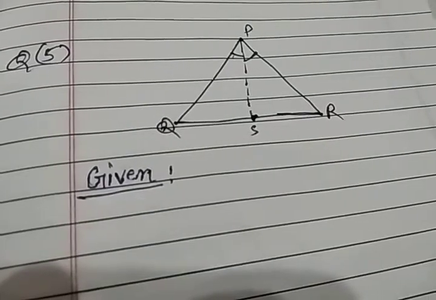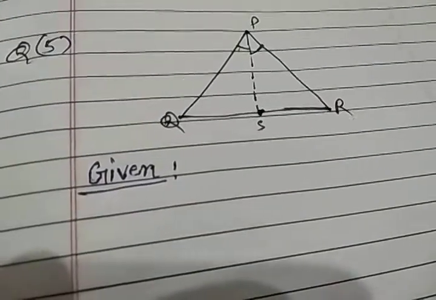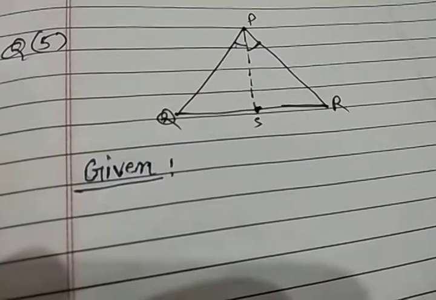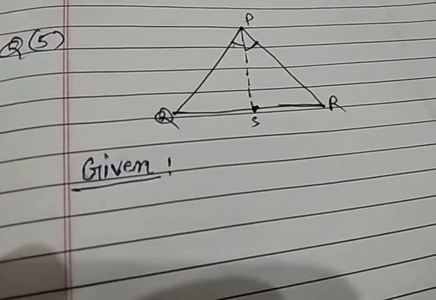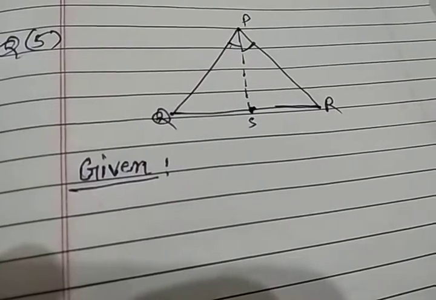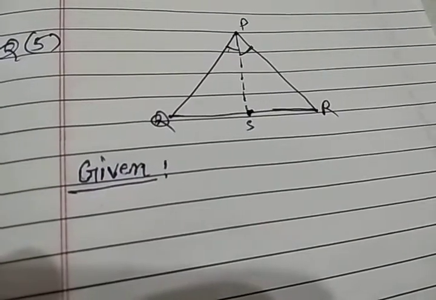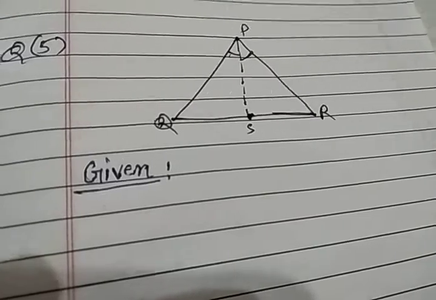Now see question number 5. In the given figure, PR is greater than PQ and PS bisects angle QPR. Prove that angle PSR is greater than angle PSQ.